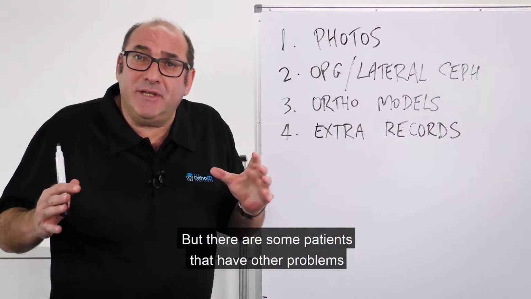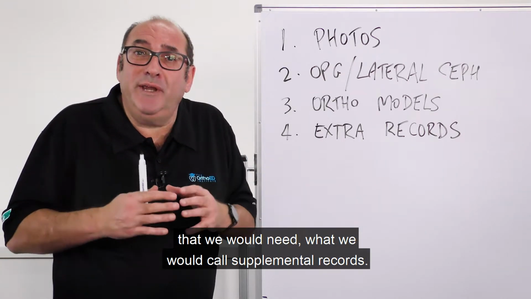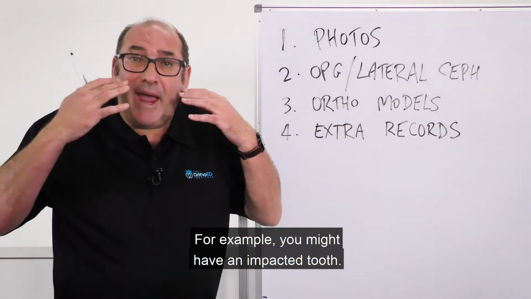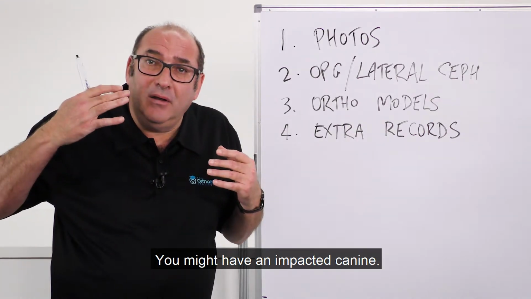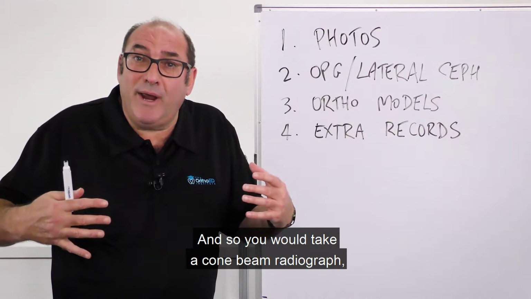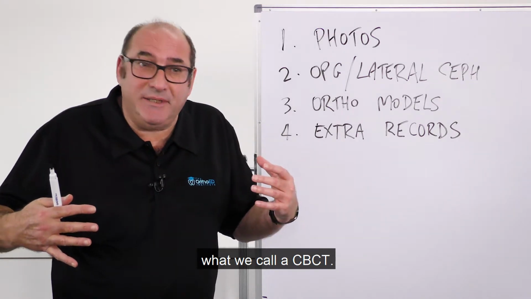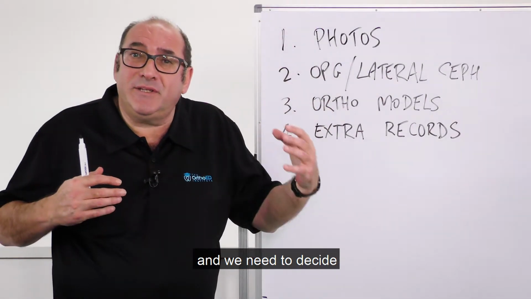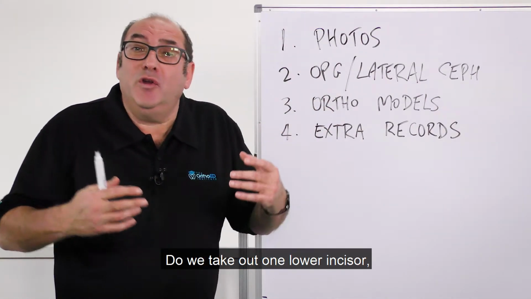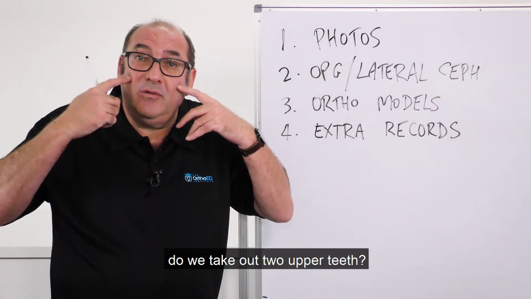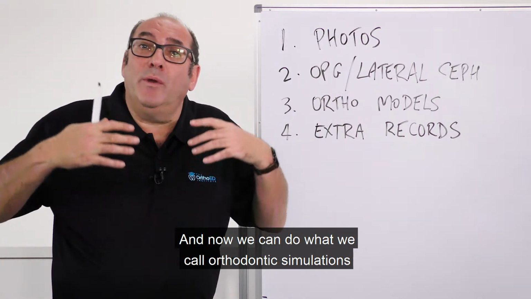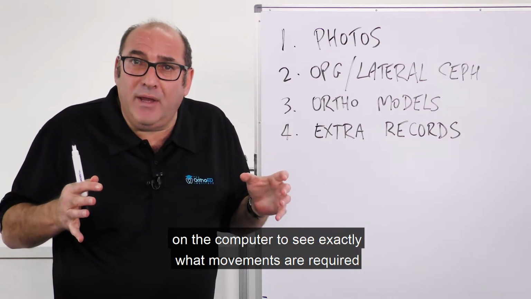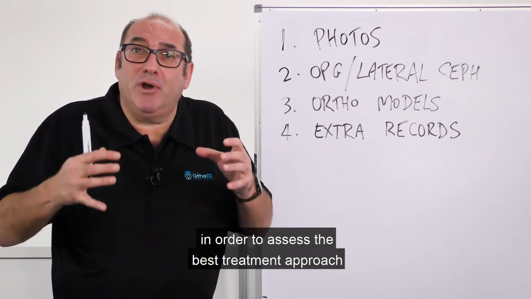But there are some patients that have other problems that we would need what we would call supplemental records. For example, you might have an impacted tooth, you might have an impacted canine, and so you would take a cone beam radiograph, or what we call a CBCT. And there are some patients who have really severe problems, and we need to decide which is the best treatment option for them. Do we take out one lower incisor? Do we take out two upper teeth? And now we can do what we call orthodontic simulations on the computer to see exactly what movements are required in order to assess the best treatment approach for that patient.